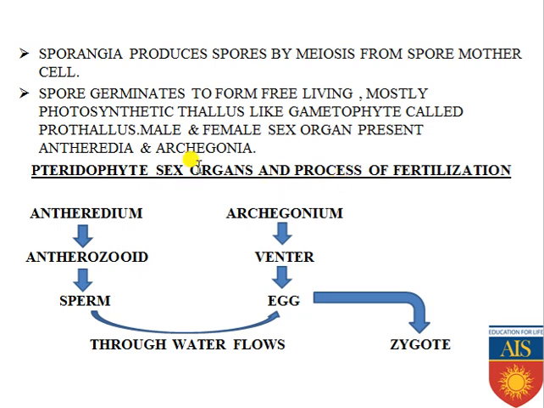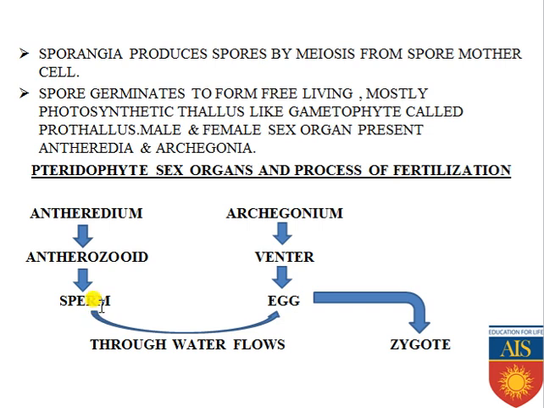So the sex organs we already know: antheridia is the male sex organ, archegonia is the female sex organ. But how do the gametes produced by these sex organs perform the fertilization process? Let's see. First, on the left hand side you can see the antheridium, from where the antherozoids are produced, and the antherozoids further develop or mature into sperm. On the right hand side you can see the archegonium, which contains the venter, and that venter produces the egg, the female gamete.